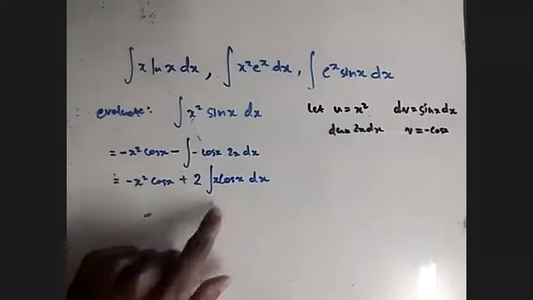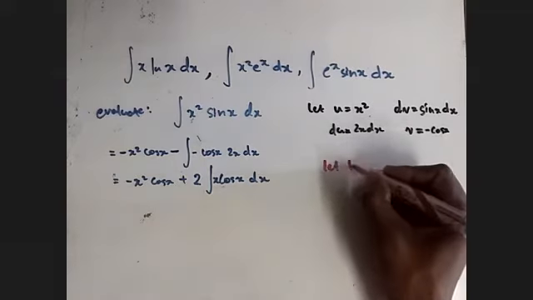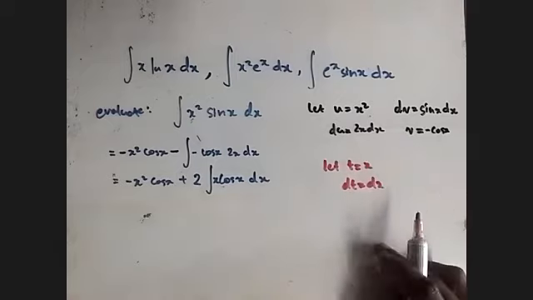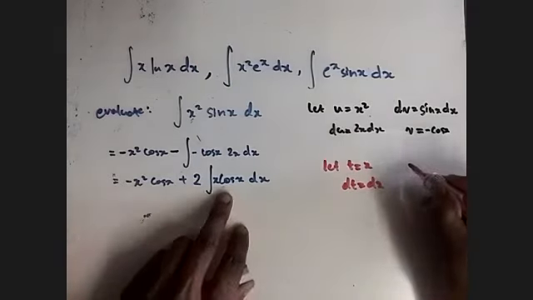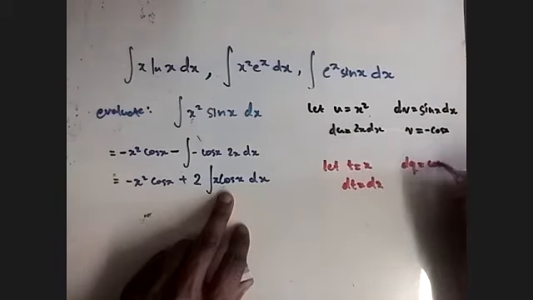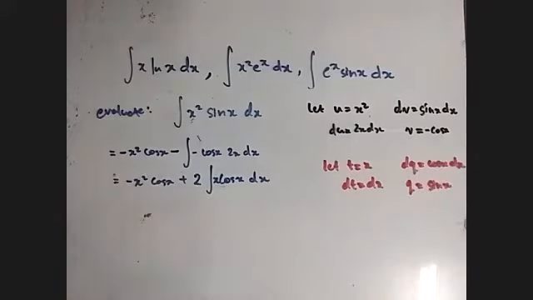Okay, so now we are going to choose a new pair of variables. We're going to let t equal x, then dt is dx, and then we're going to let the rest become q. Our dq becomes cos x dx, then our q becomes sine of x. Can you see that one, guys? So what's going to happen next is very critical, okay?